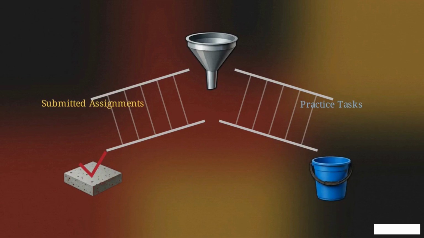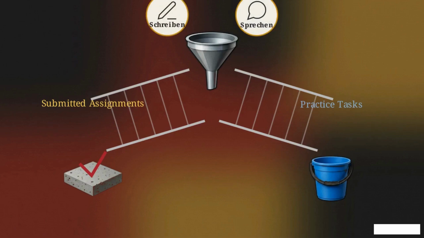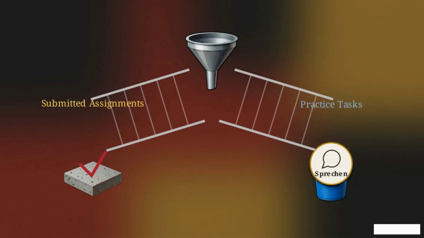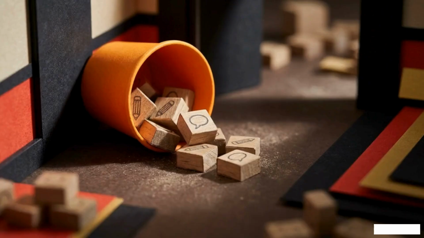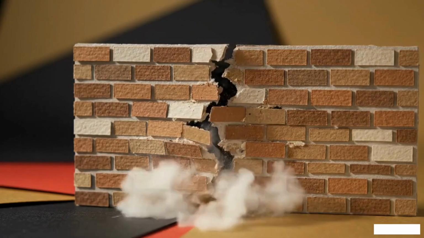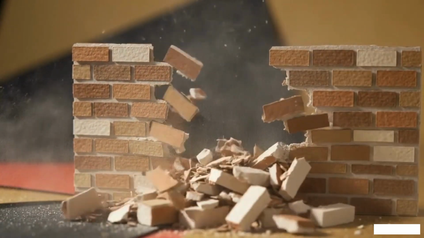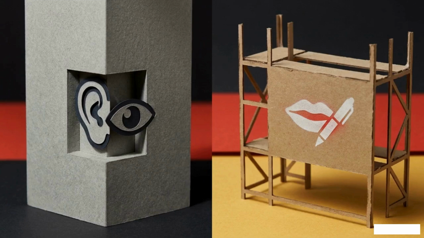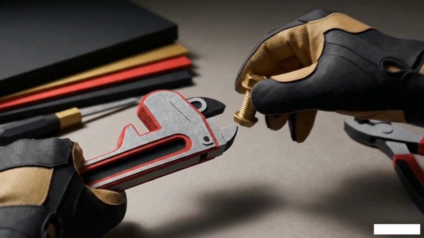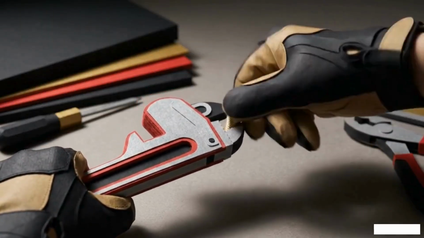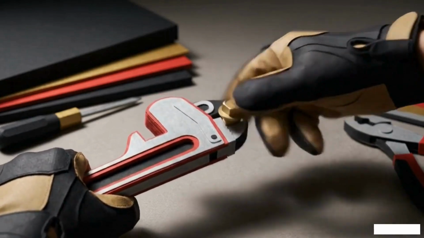Now look at the second bucket. Here we have schreiben, writing, and sprechen, speaking. These are categorized strictly as practice tasks. Because these practice tasks aren't officially submitted for a grade, it might be tempting to skip them, but doing so will leave hollow spots in your walls, guaranteeing a structural failure of your language skills down the road. By separating the tasks this way, we remove the performance pressure on your speaking and writing. You have full permission to safely make mistakes and build muscle memory without worrying about a failing grade.